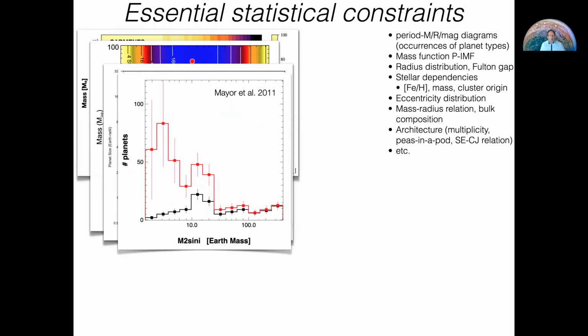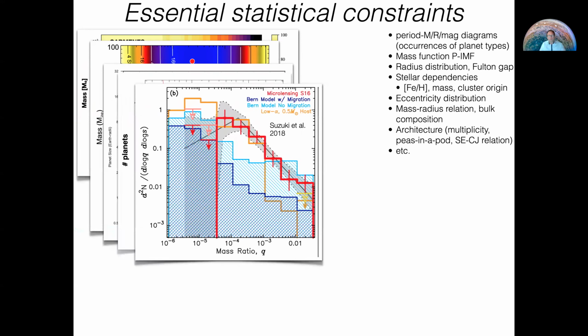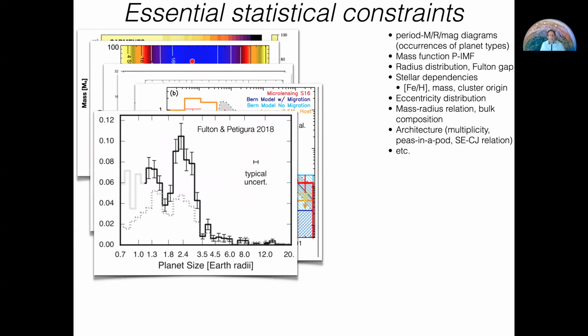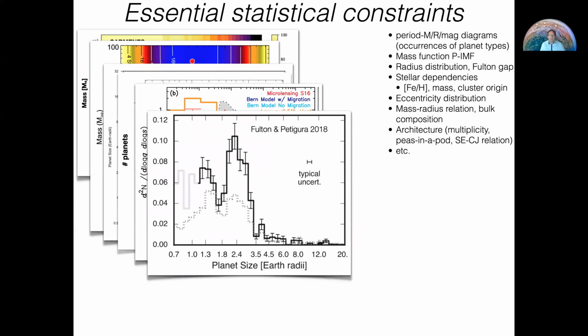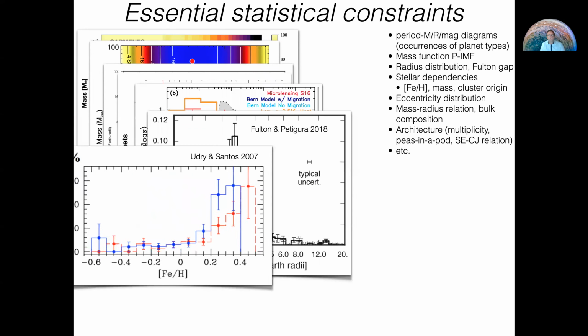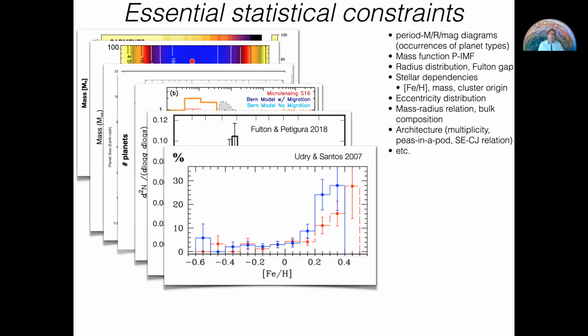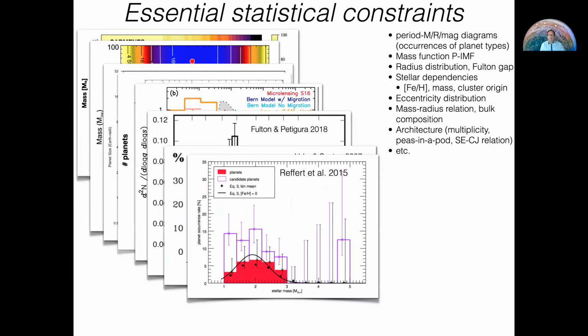And then we can have the one-dimensional equivalents. These are from these 2D distributions: this is the mass distribution, again from radial velocity. This is a mass distribution from microlensing. This is the radius distribution with the Fulton gap that we also hear about. And then another class of important constraints are dependencies of planetary properties on stellar properties. So this is the metallicity, for example, here the well-known increase of the fraction of stars with giant planets as a function of host star metallicity, or another one here is the frequency as a function of stellar mass.